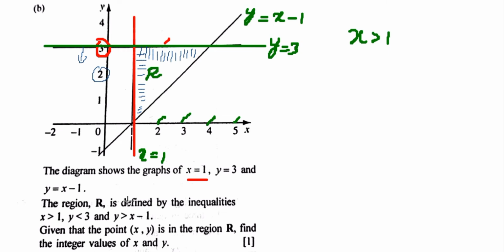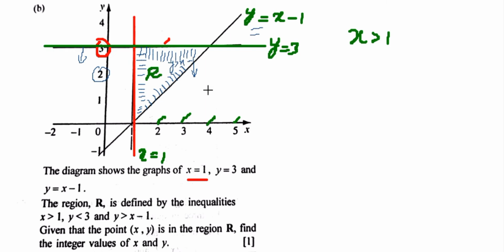Where is y greater than x minus 1? This line shows y is equal to x minus 1 and the points below this are y less than x minus 1. So y greater than x minus 1 represent this region. This is y greater than x minus 1.